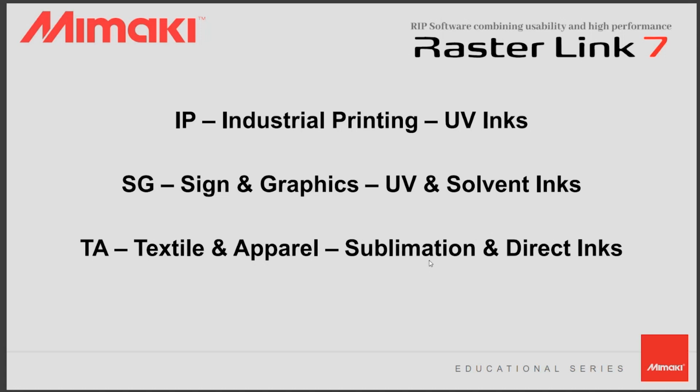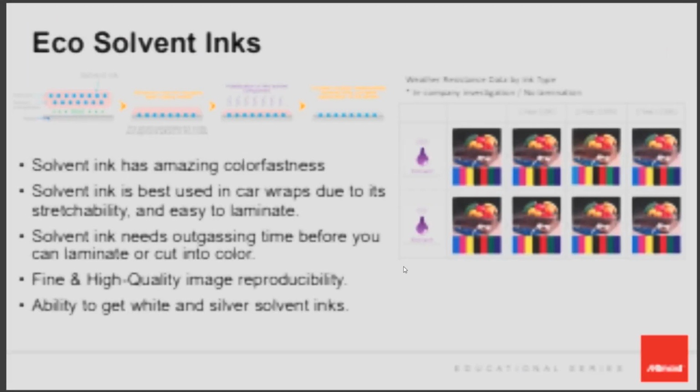All of those segments can be run using RasterLink. The interface is going to be very similar. Some of them will have a few different things, like flatbeds obviously won't have tiling. But overall, once you buy a Mimaki, even if you go into another segment, it translates directly.